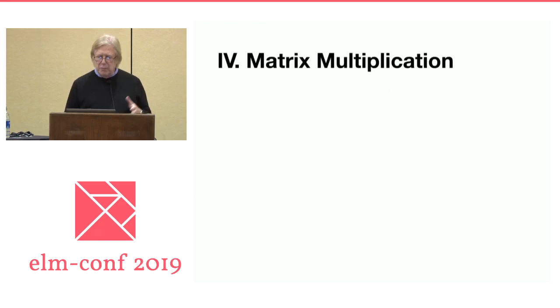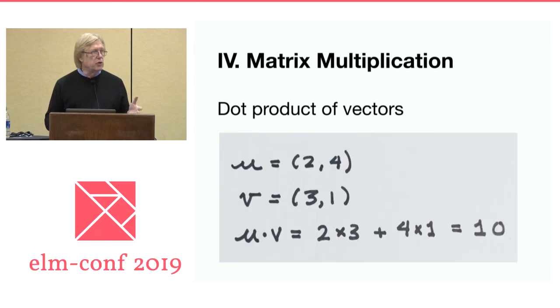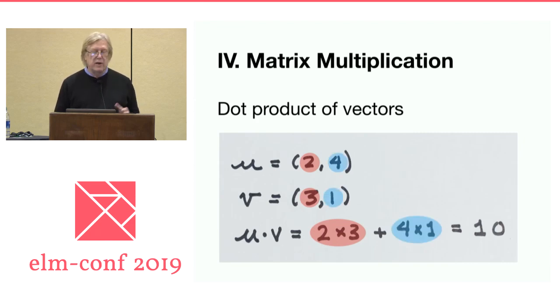So matrix multiplication. Well, I'm going to build up to this. The first thing we need to figure out how to do is to take the dot product of two vectors. So there are two vectors, u and v, vectors in the plane, but if we figure out how to do it in the plane in the right way, it'll work for 30 dimensions, 300 dimensions, whatever. So the first thing we do is take the first component of u, which is 2, and the first component of v, which is 3, and we multiply them. We do the same thing with the second component. We multiply them. And then we add the results, and we get 10. So that's the dot product.